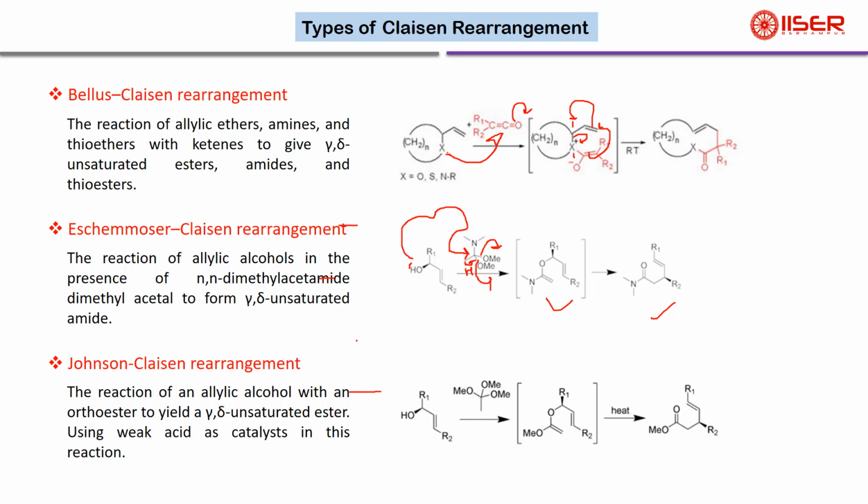Next is Johnson-Claisen. Similar to Eschenmoser, it undergoes a trans-esterification where this OH will attack this carbon center and eliminate one of the OMe, and then another H will be removed and eliminate one of the OMe, forming this as one of our intermediates. Then it undergoes Claisen rearrangement, forming this as our product.